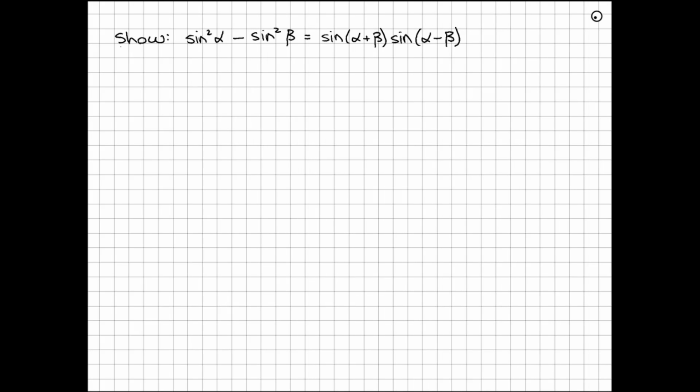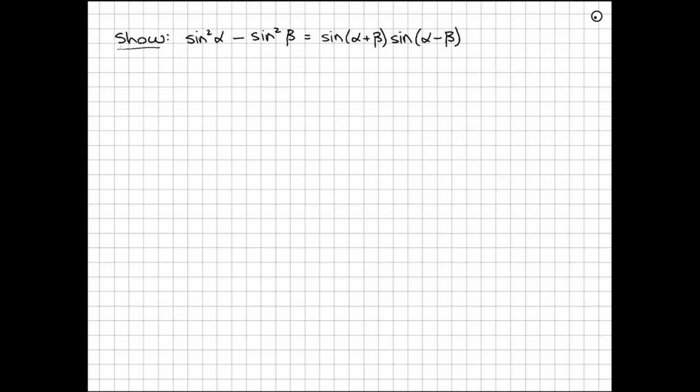In this video, we're being asked to show that sine squared alpha minus sine squared beta is equal to sine of alpha plus beta times sine of alpha minus beta. Before diving into this, it's worth noting just how similar this result is to the difference of two squares rule that you're probably already familiar with. Effectively, this is almost the sine function version of the difference of two squares.